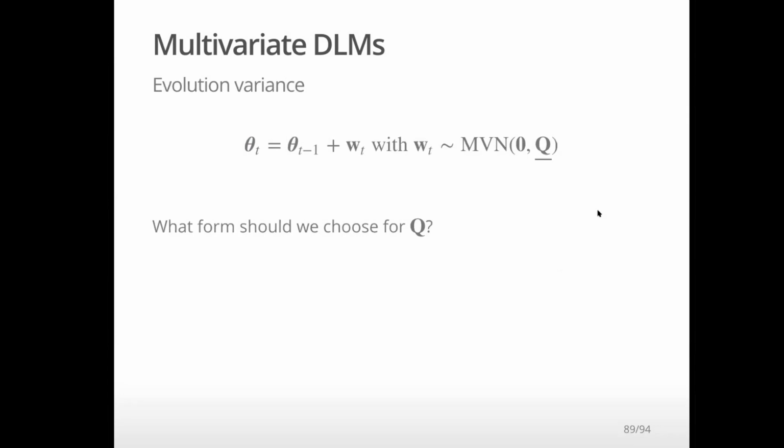Okay, same thing here. As we did before, and I kind of glossed over this, you've got an evolution of your parameters here. This is a multivariate random walk. So the errors are multivariate normal, covariance matrix Q, and the question is, what do you want to choose for Q here?